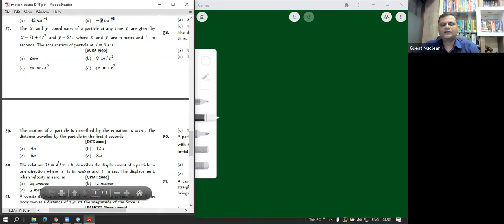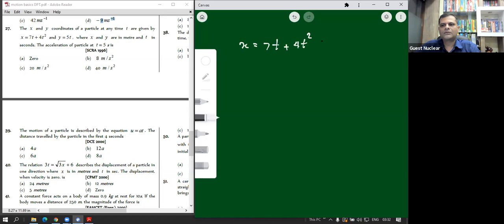X and y are the coordinates of the particle at time t given by x is equal to 7t plus 4t square, okay, and y is also given to be 5t, okay, and x and y are in meters and t is in seconds. Then the acceleration of the particle at t equal to 5 seconds is, yes, how will you get the acceleration?